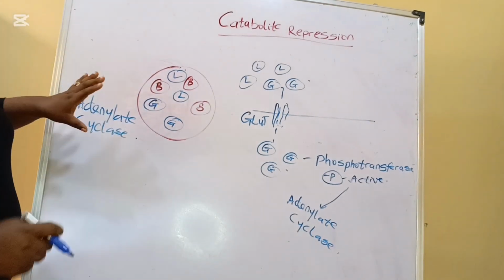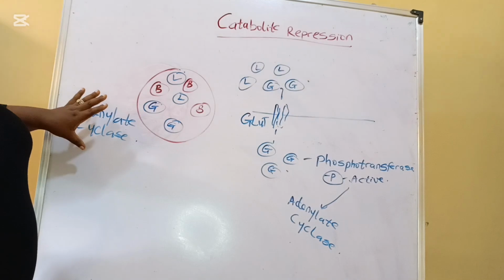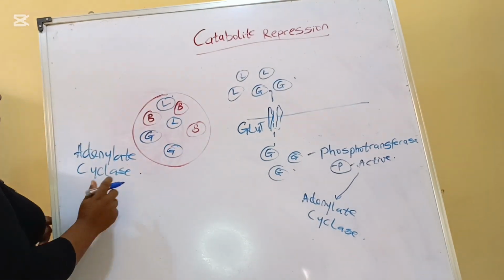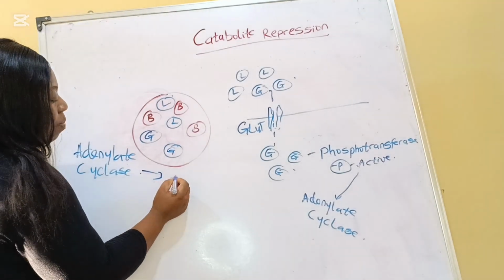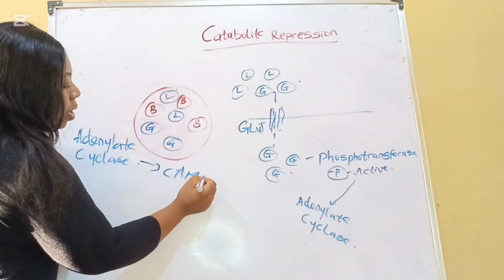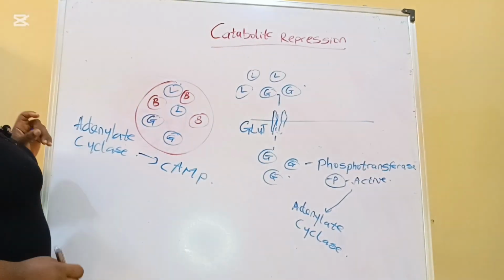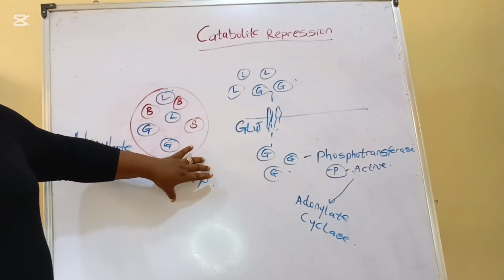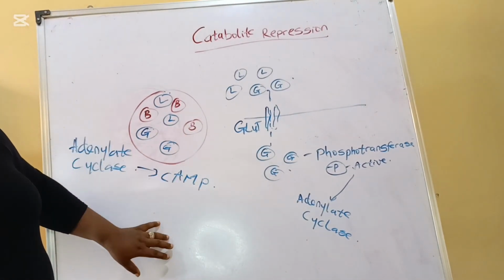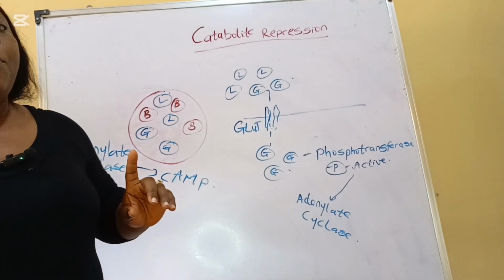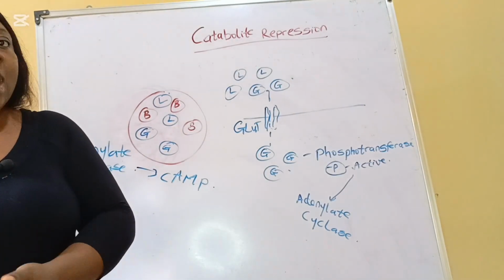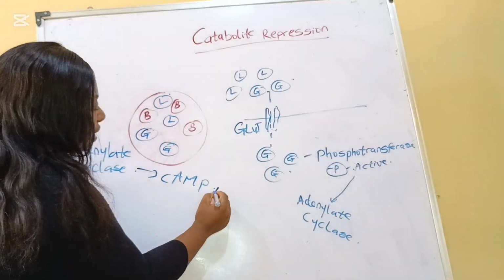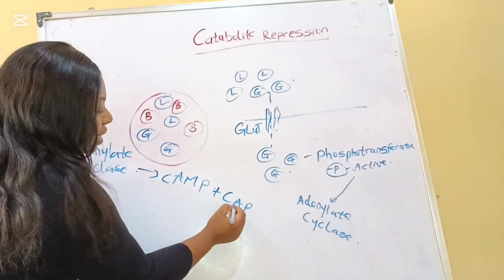Now, let's talk about adenylate cyclase on its own. What it does is help in producing cyclic AMP. So adenylate cyclase will give us cyclic AMP. Now, this cyclic AMP binds to catabolite activator protein, CAP.